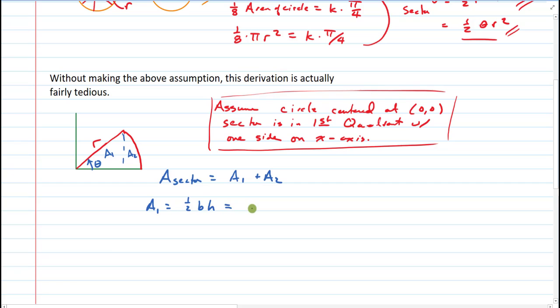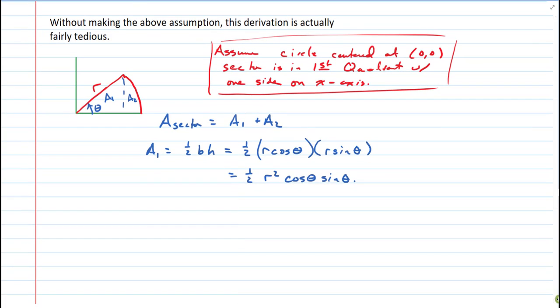In this case, the base of the triangle is r cosine theta, excuse me, we're not assuming this is the unit circle, so r cosine theta. And the height is r sine theta. So we get that the area of that first region is 1/2 r squared cosine theta sine theta. Now, that wasn't too bad. What becomes tedious is finding the area of region 2 there.